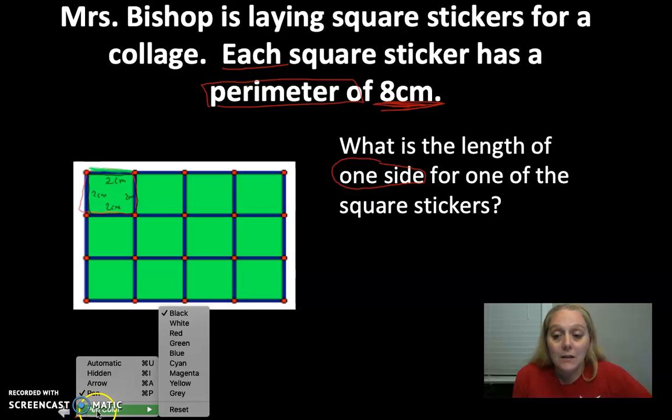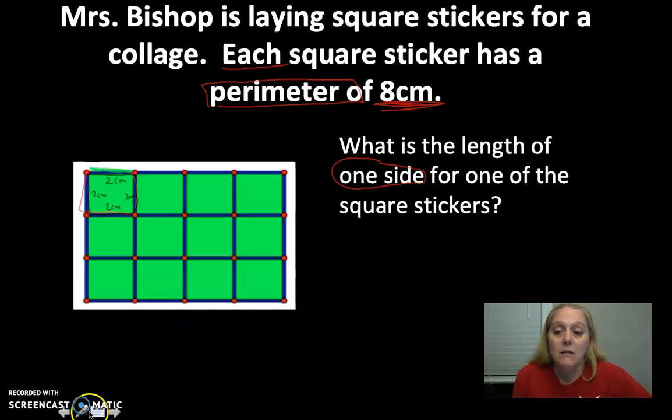So our answer to this question, and let me get my pen color so you can see. The question was, what is the length of one side for one of the square stickers? So our answer to this would be 2 centimeters. So keep that in your brain while we look at the next question.